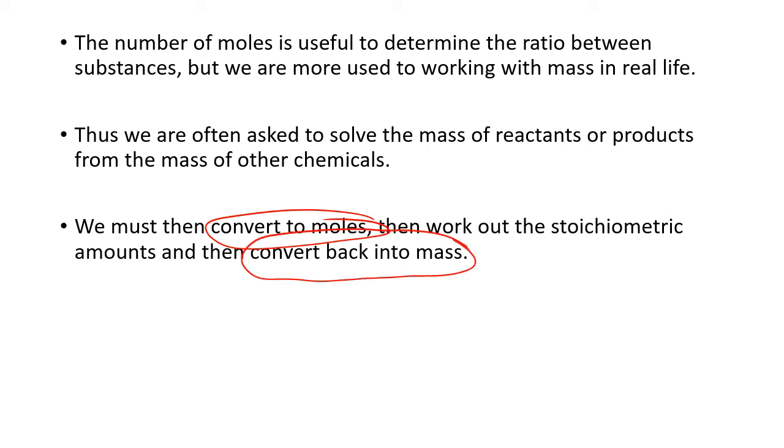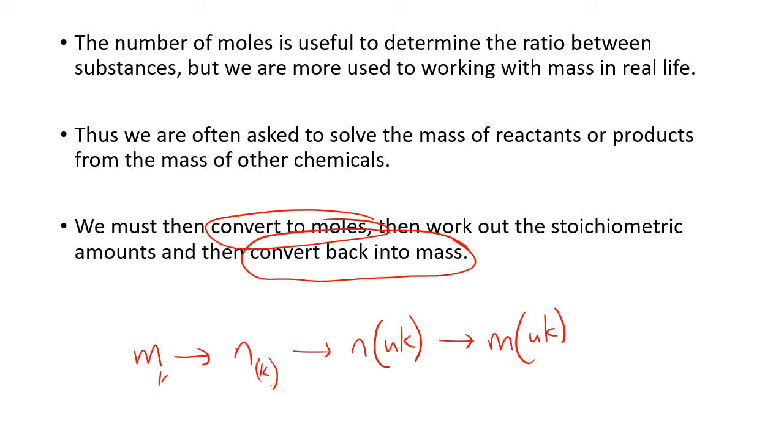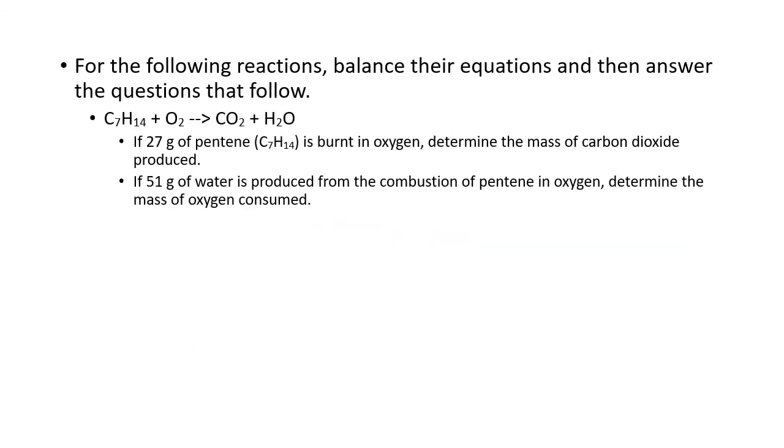So what you're doing is going from mass to moles of our known, to number of moles of our unknown, then back to the mass of our unknown. So we're going to follow these steps. Mass of our known goes to moles of our known, turns to the number of moles of our unknown, and then to the mass of our unknown. So let's have a look here. Following the instructions, balance the equation. Balancing the equation gives 2, 21, 14, and 14.